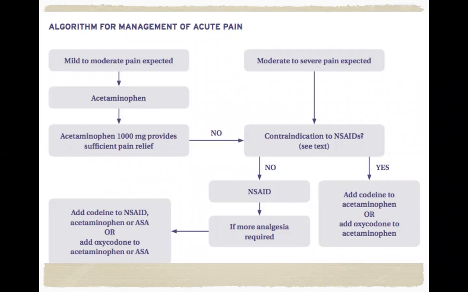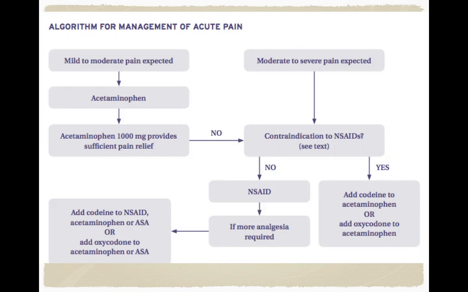And then if we move on to moderate to severe pain, if acetaminophen is not sufficient for the analgesia according to your clinical judgment, consider NSAIDs. So again, 400 milligrams of ibuprofen every 4 to 6 hours, PRN. A lot of people I know use naproxen as well, which is also sufficient.